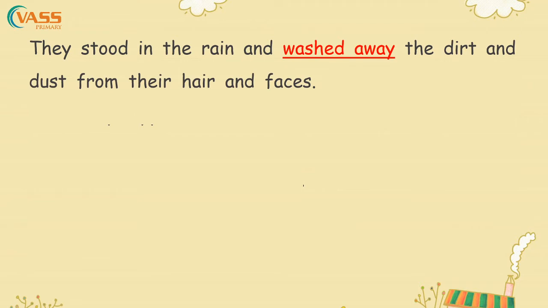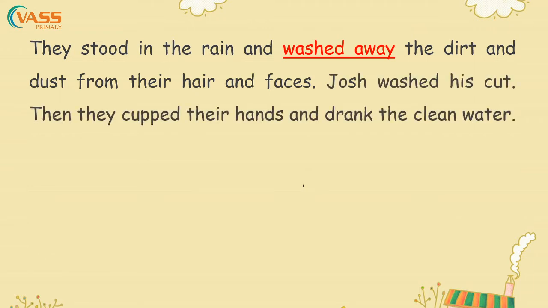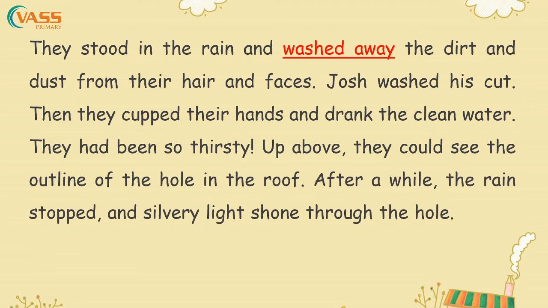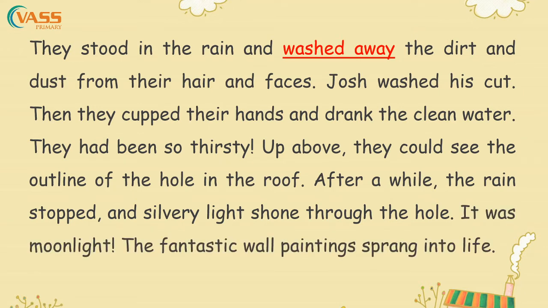Let's try some more. They stood in the rain and washed away the dirt and dust from their head, hair, and faces. Josh washed his cut. Then they cupped their hands and drank the clean rain water. They had been so thirsty. Up above, they could see the outline of the hole in the roof. After a while, the rain stopped, and silvery light shone through the hole. Don't forget to underline your vocab. It was moonlight! The fantastic wall paintings sprang into life.